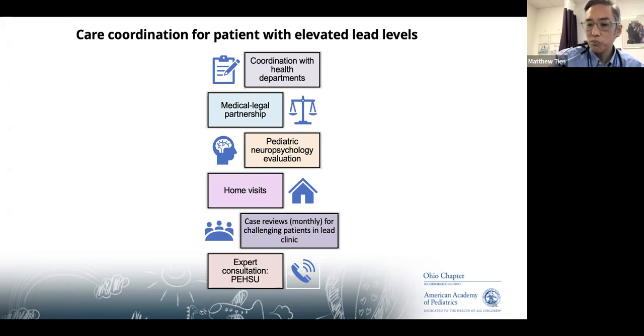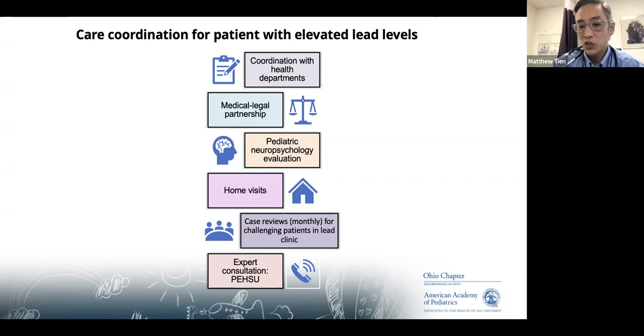We also, I'm going to put my plug in for Dr. Newman as an expert consultation for phoning a friend, in his official role with the PEHSU. Let's see if I can get the initials right. Pediatric Environmental Health Specialty Unit. When we've had some cases that we really didn't know what to do with, we needed some expert guidance. Dr. Newman's an awesome resource to be able to call, and I'm sure he can put in the chat how to reach him.